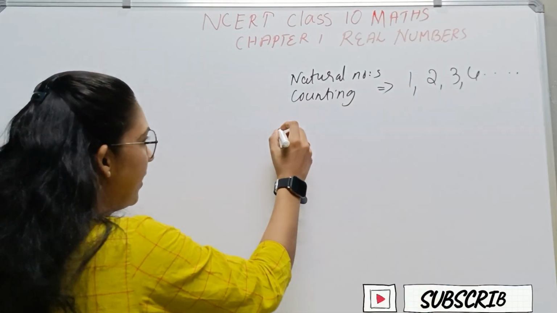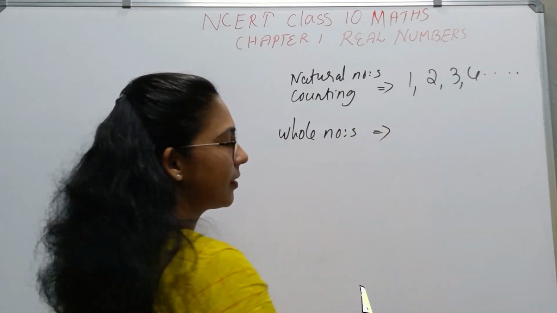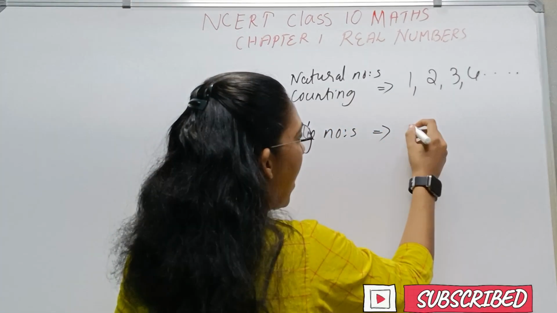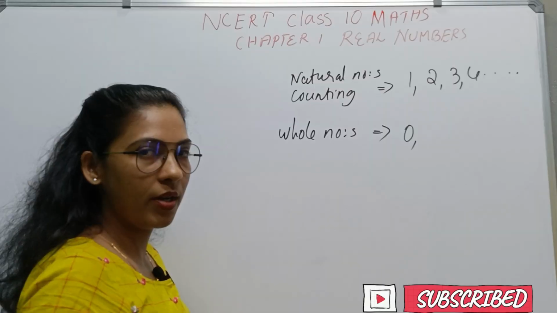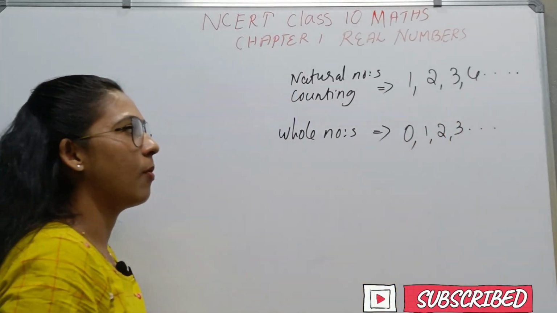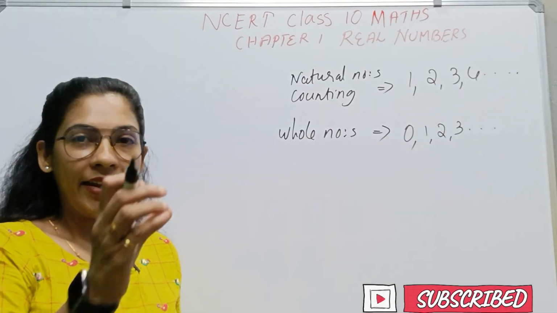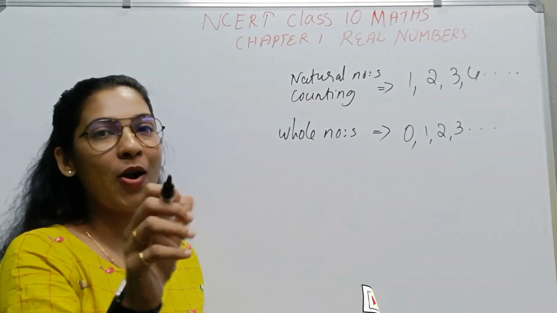Okay. Then next one is whole numbers. What is whole numbers? If we add 0 with these natural numbers, then it is said to be whole numbers, like this. 0, 1, 2, 3, etc. All these numbers are whole numbers. Natural numbers with 0 is said to be whole numbers.